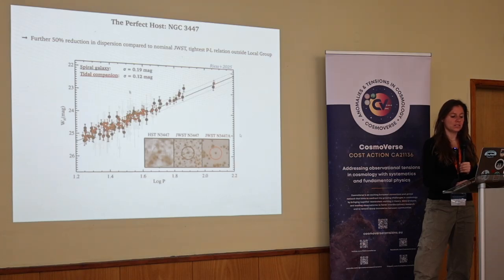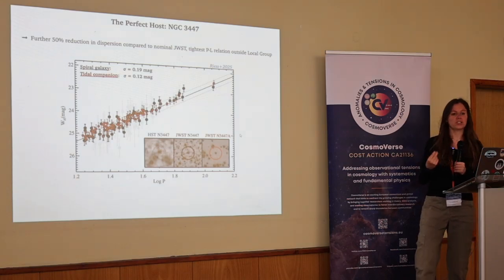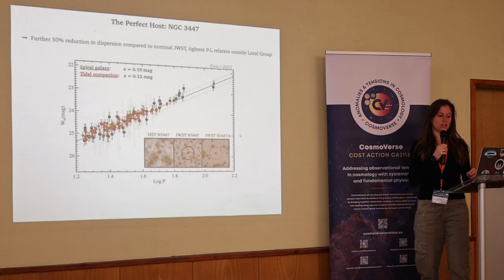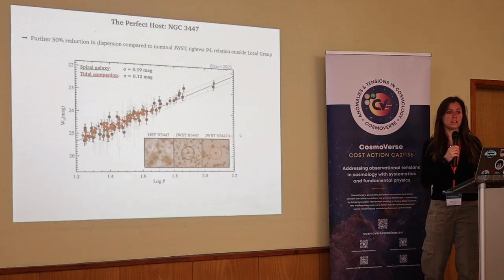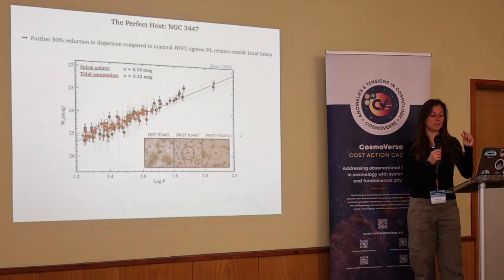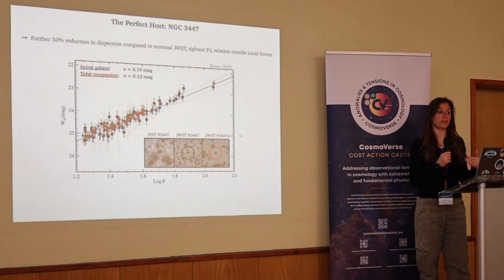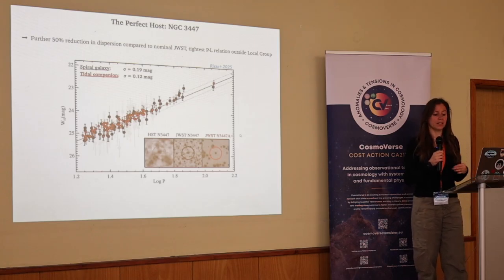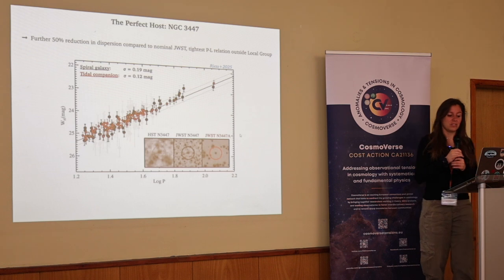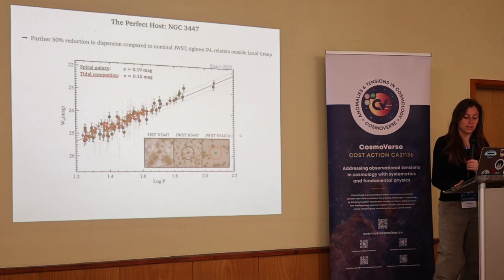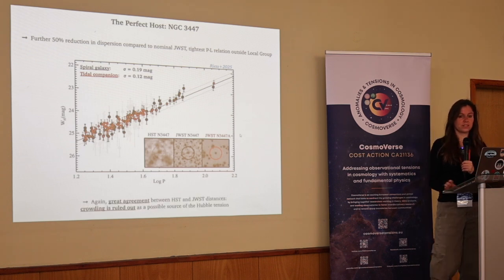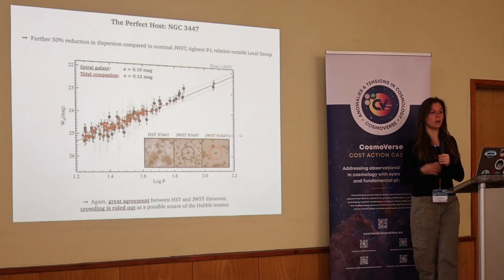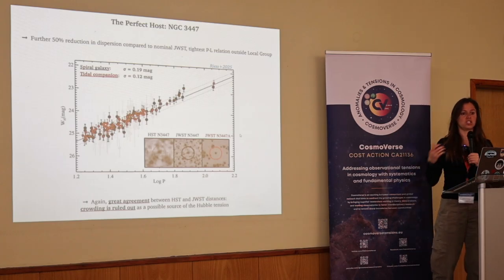And using these Cepheids in the perfect host, we reduce even further the dispersion of the period luminosity relation in red. And it's a really far away galaxy, but it has the scatter of what you observe in the Magellanic Clouds, really nearby. So it's a very, very exquisite measurement, I would say. And again, it shows great agreement in distances between Hubble Space Telescope measurement and James Webb.